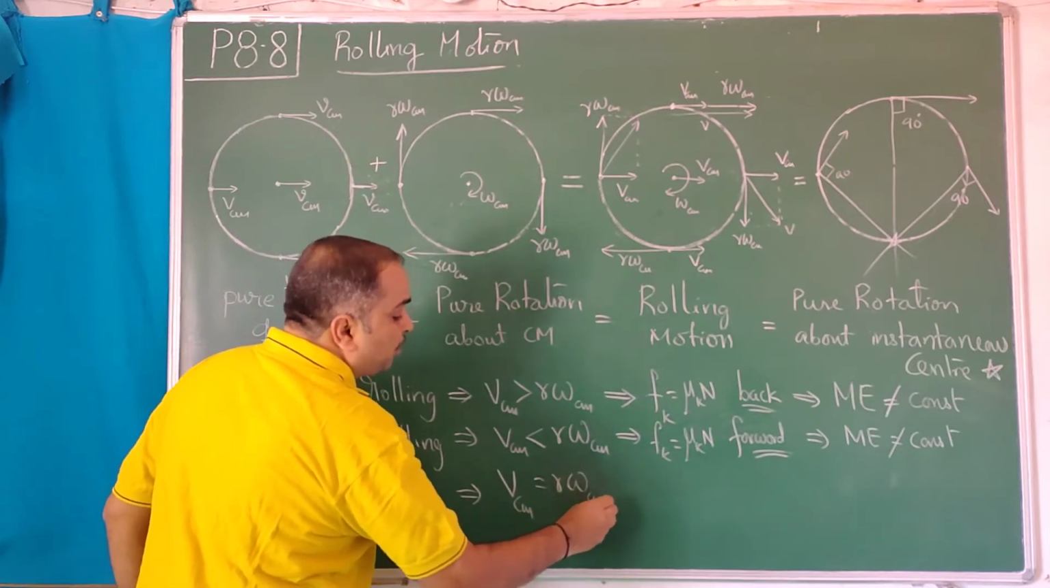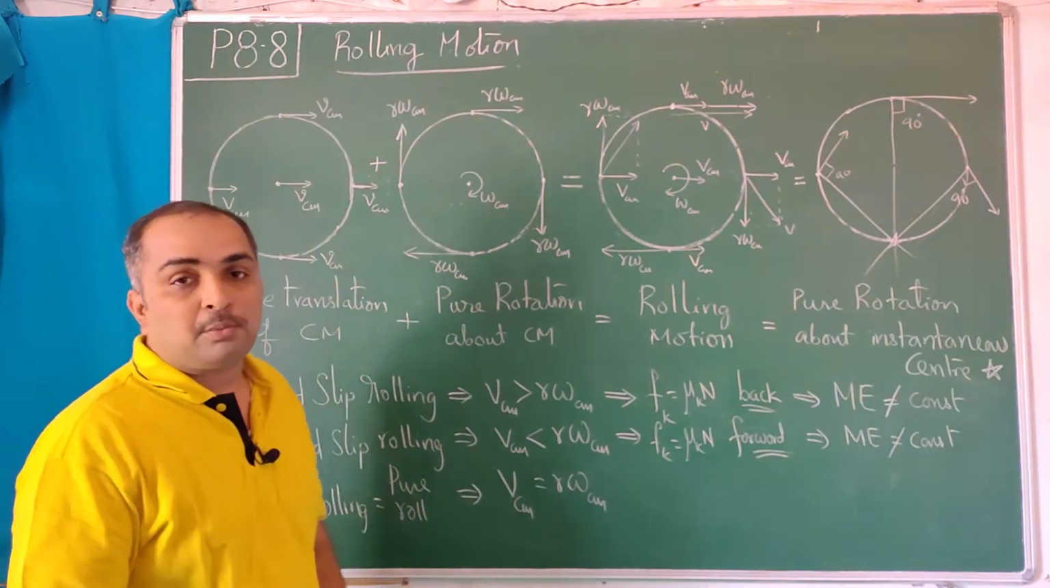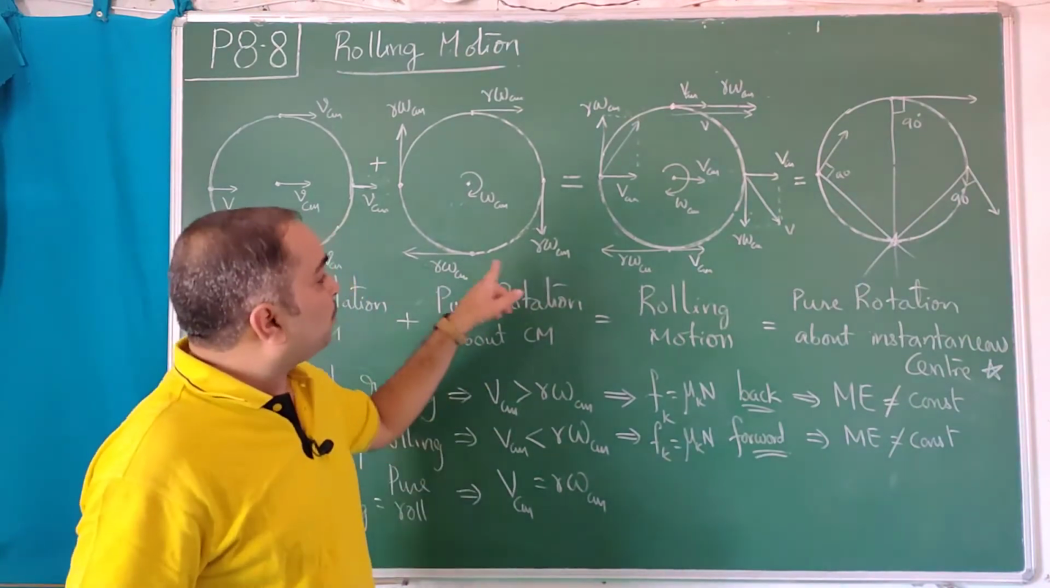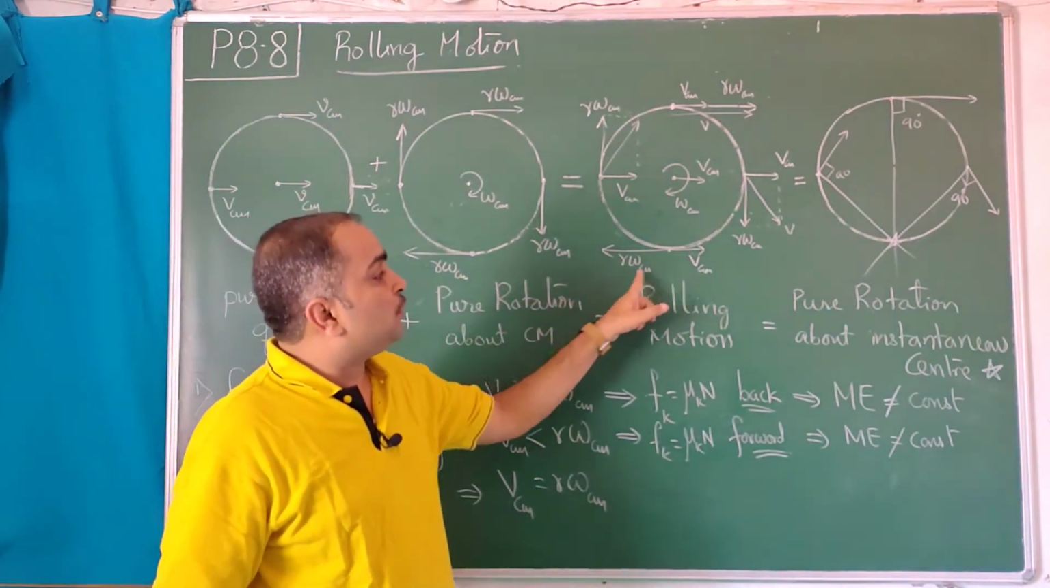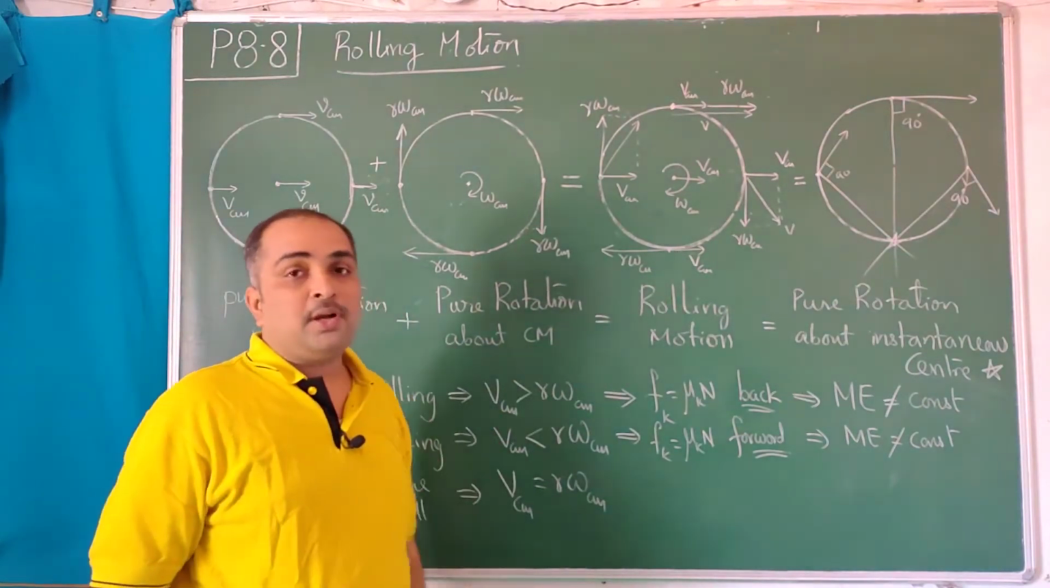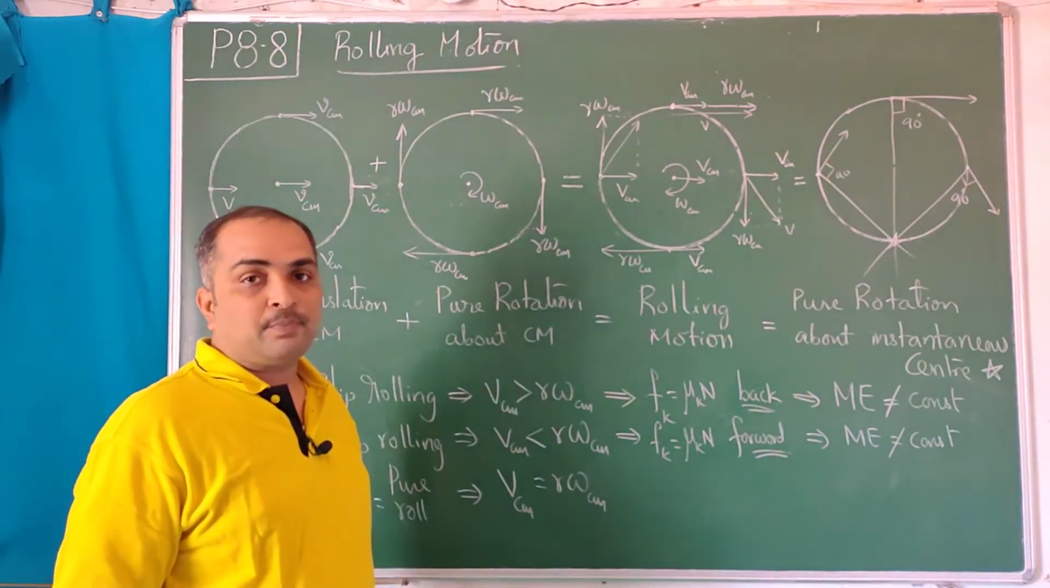and with respect to the bottommost point, forward slip and backward slip are same. So the bottommost point will have these two values the same. Then the lowermost point will be at instantaneous rest.